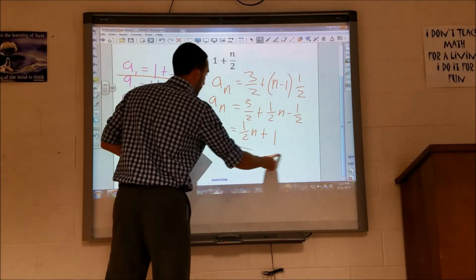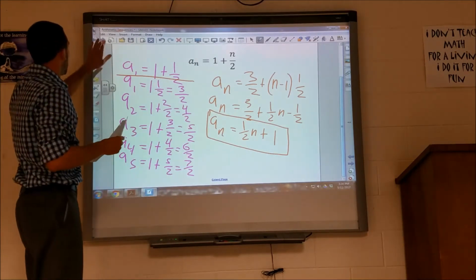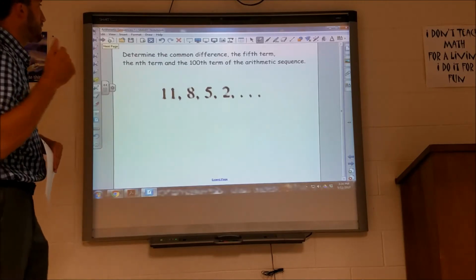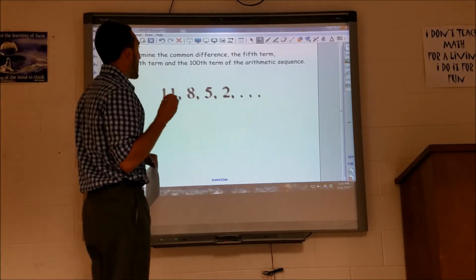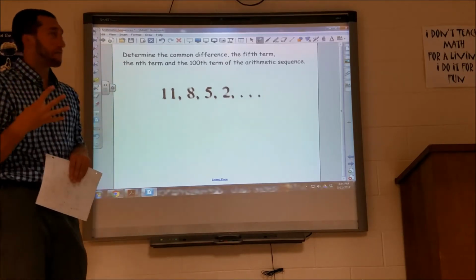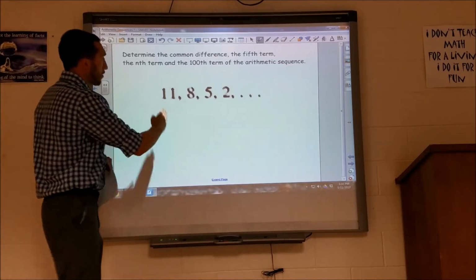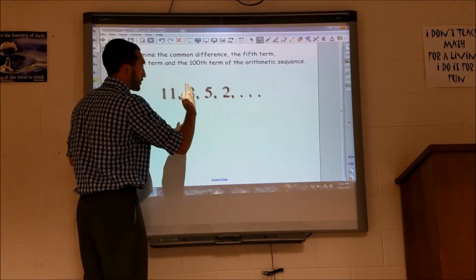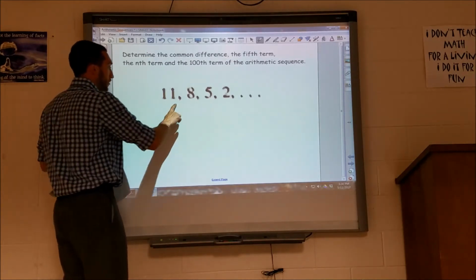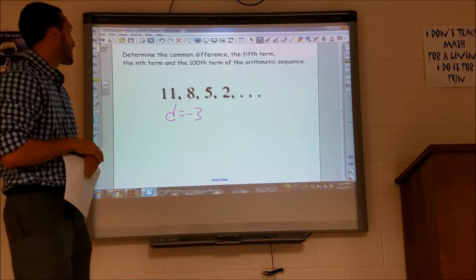Okay, so nth term and our first 5 terms. Now determine the common difference, then find the 5th term and the nth term, followed by the 100th term. So we really have 4 parts to this question. First, the common difference. How are we getting from the first term to the second term to the third term? Well, I'm subtracting 3. Okay, so my common difference is -3 because I'm subtracting 3 each time.